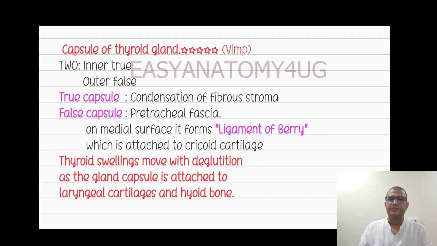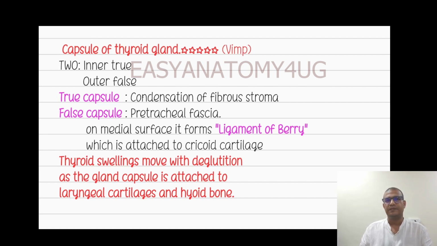True capsule is nothing but the condensation of the fibrous stroma, and false capsule is derived from pretracheal layer of the deep cervical fascia of the neck. On the medial surface of the lateral lobe, this particular pretracheal fascia condenses to form ligament of Berry, and it connects the thyroid gland with the cricoid cartilage, and because of this attachment the thyroid gland moves with the deglutition.